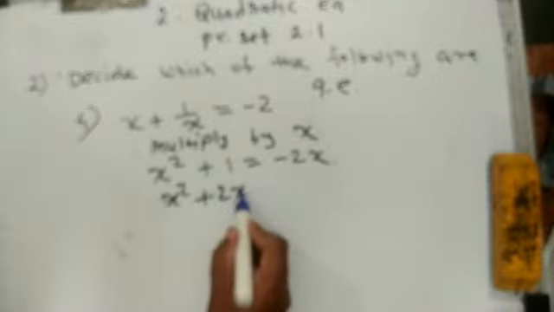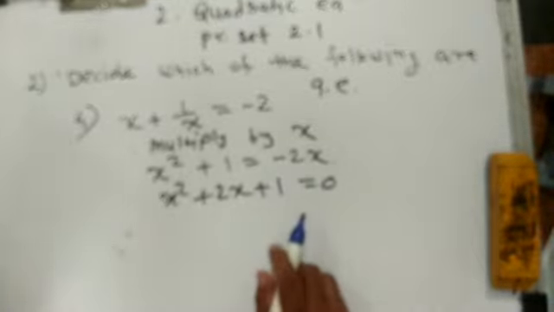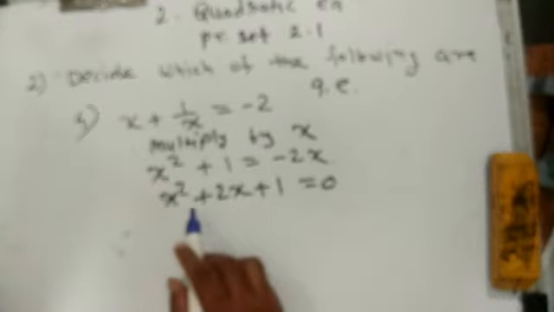Look at here, when we multiply this x, we get x square. When we multiply 1 upon x by x, we get only 1, and after multiplying minus 2 by x, we get minus 2x. Write down this minus 2x to the left hand side: x square plus 2x plus 1 is equal to 0. Here, when we compare this with the standard form, look at here, the maximum index is 2.